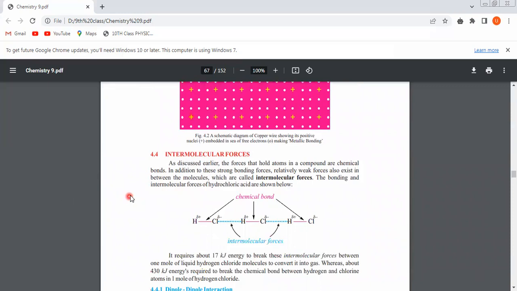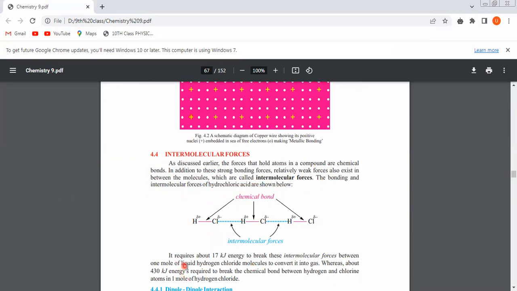Intermolecular forces are discussed earlier. The forces that hold atoms in a compound are chemical bonds. In addition to these strong bonding forces, relatively weak forces also exist in between the molecules, which are called intermolecular forces. The bonding and intermolecular forces of hydrochloric acid are shown below.